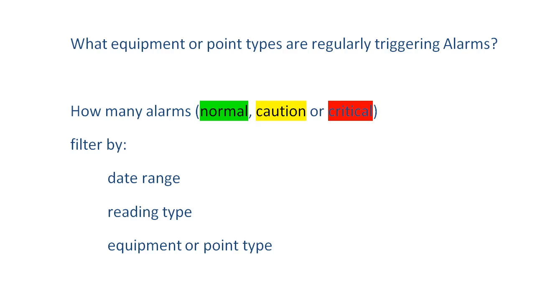MAINTelligence is really good for seeing what's currently an alarm, but it's important that we're able to step back and take a bigger view to see what equipment or point types are regularly triggering alarms. This is one of the important questions we need to answer in order to improve plant reliability. In essence, we want to see how many alarms, normal, caution, or critical, are triggered and filter that information by date range, reading type, equipment, point, etc.